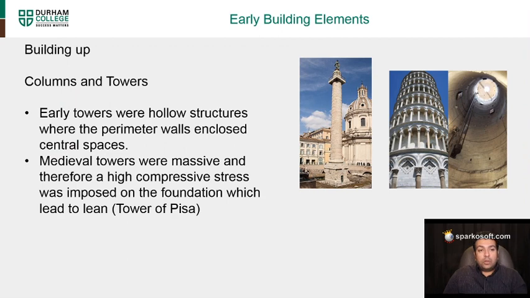Columns and towers. Early columns were hollow structures where the perimeter walls enclosed central spaces. Medieval towers were massive and therefore a high compressive stress was imposed on the foundation, which led to the lean. One of the famous ones is the Leaning Tower of Pisa. You can see inside the Leaning Tower of Pisa is hollow, but because it was so heavy, it started to lean. But now the foundation has settled enough and it's not leaning anymore. And here's another example of an old tower, a Roman tower that was built with stone.